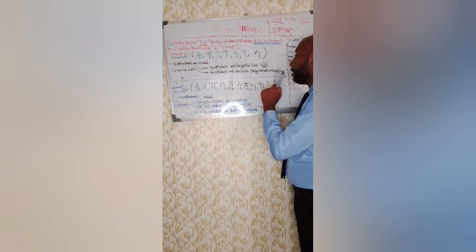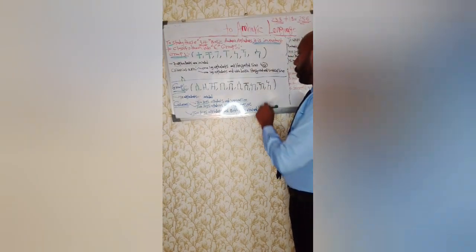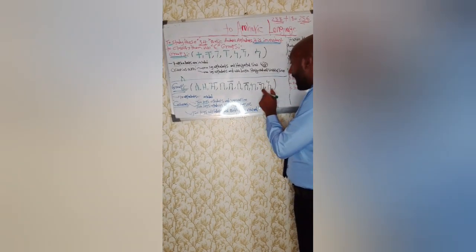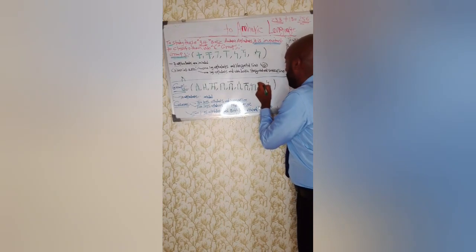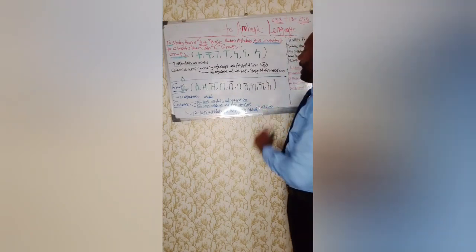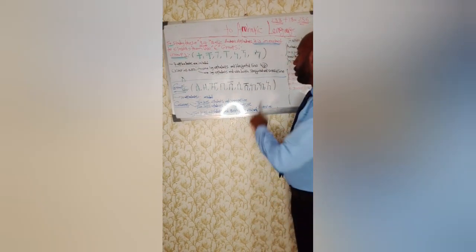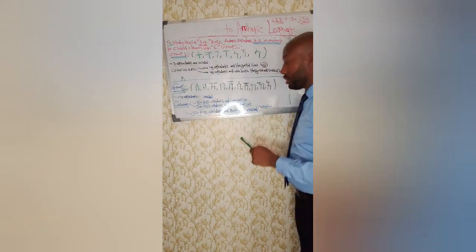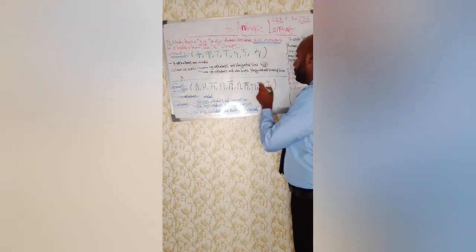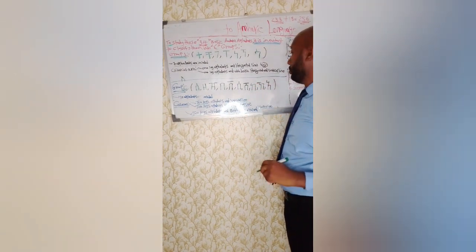The other alphabet included under group 2 is called what? H. This one is called H. H is included under group 2 because what? It has two legs. 1, 2. It has two legs. Horizontal line. Here also horizontal line. Vertical line. Horizontal line. Okay? So the alphabet called H is included under group 2 because it has two legs and both horizontal and vertical line. Horizontal, vertical, horizontal.